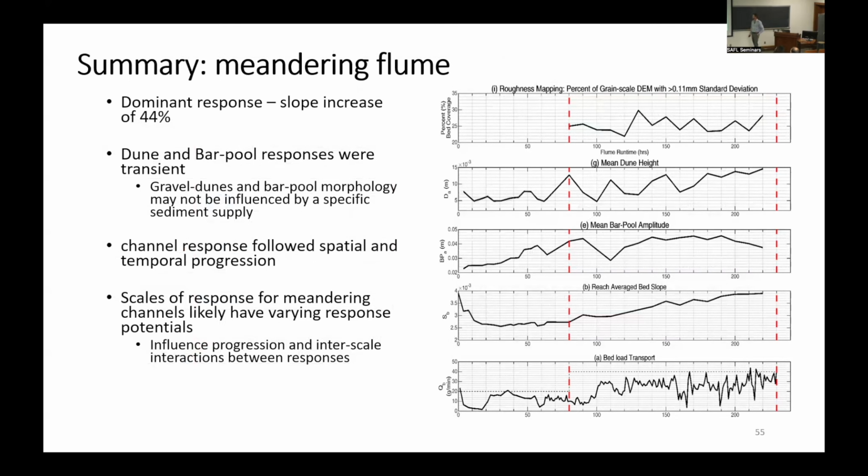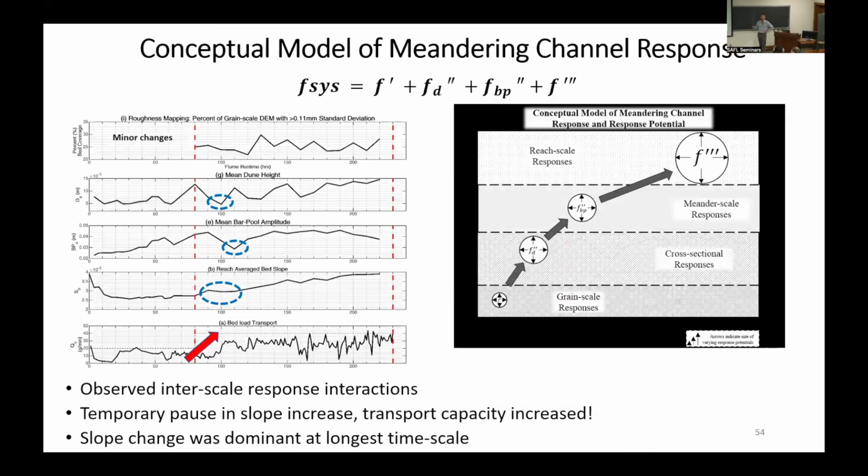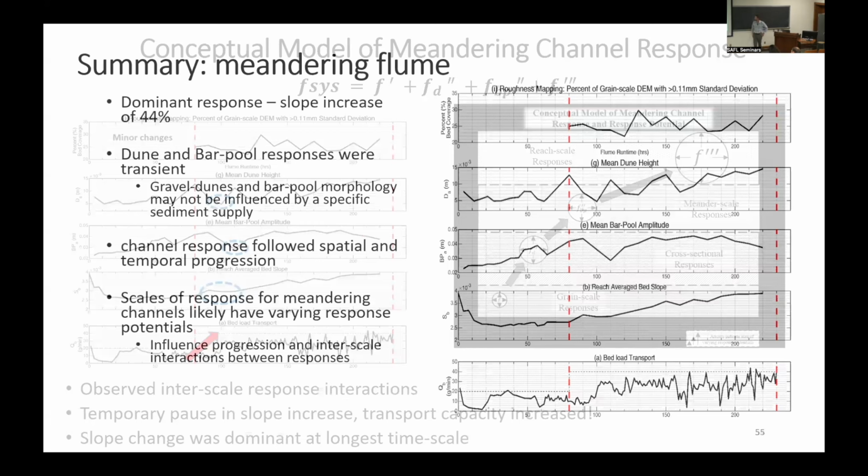All right, so summary for this experiment: slope increase is the dominant response, but there are these transient responses for the dune and the bar pool response. It followed a spatial and temporal progression in response to doubling the sediment supply. And so figures like this can potentially change depending upon what type of channel you're looking at. We had fixed walls for this, so having the ability to widen and migrate would definitely add another scale and another circle to this. But we were limited in our capability to look at that particular phenomenon for these experiments.